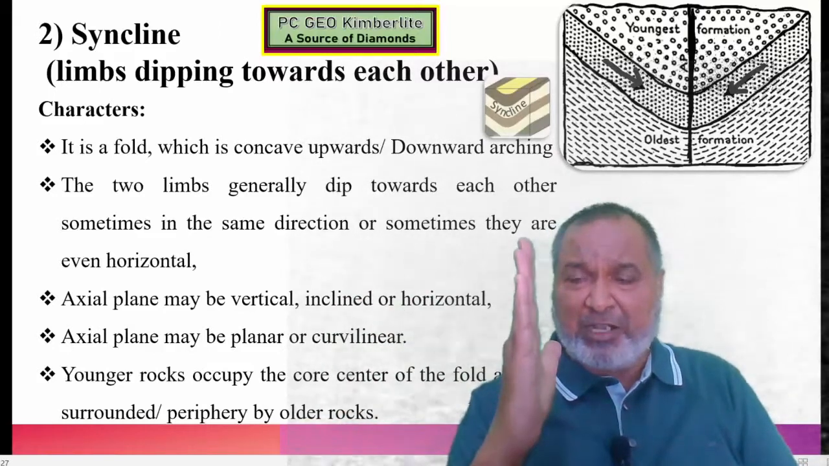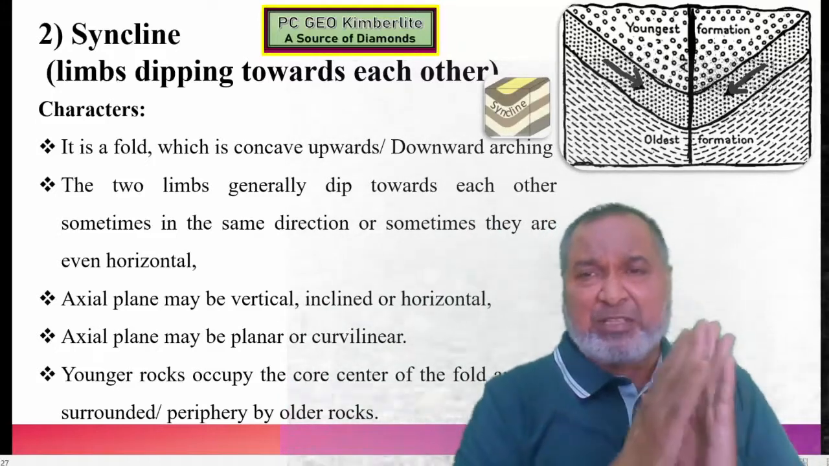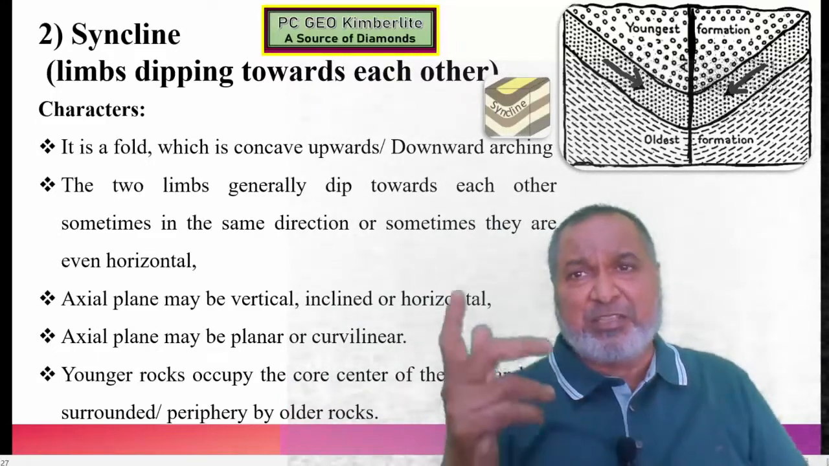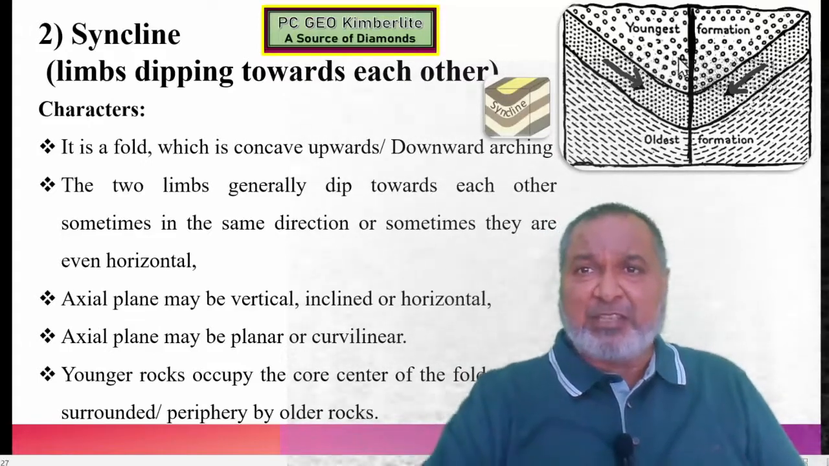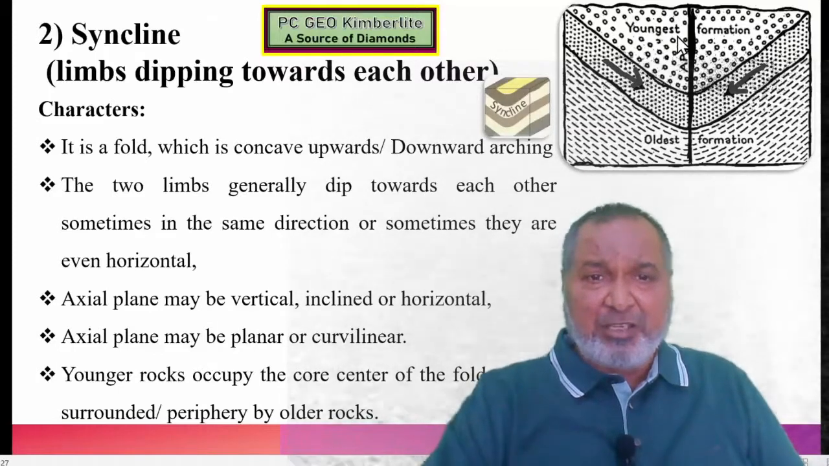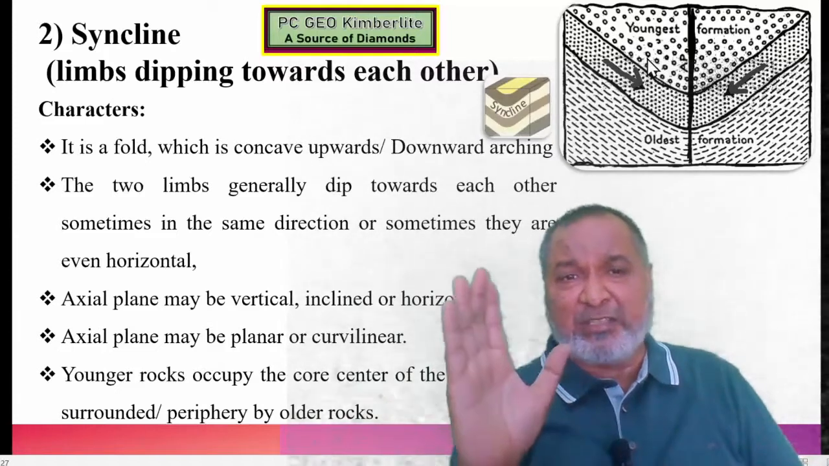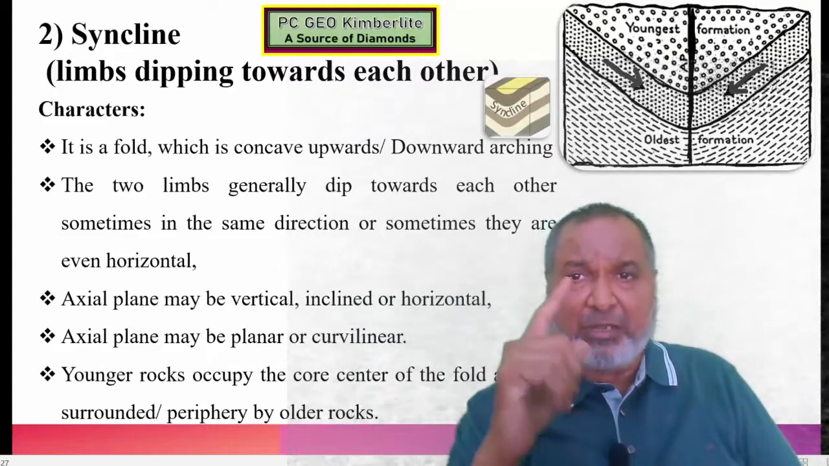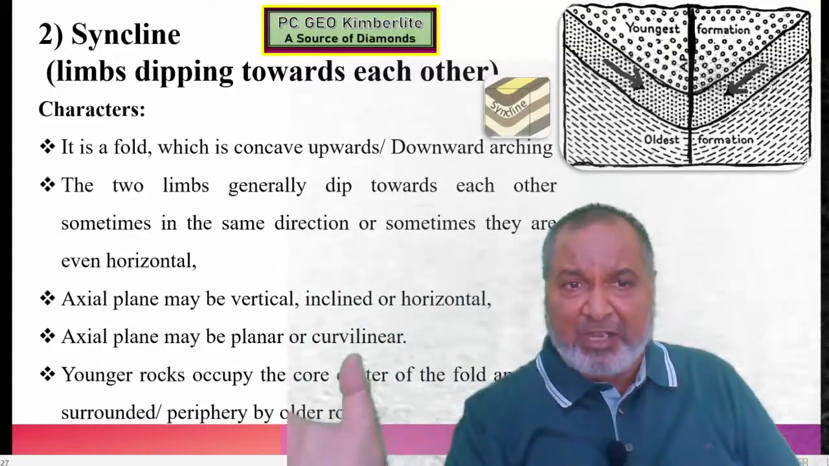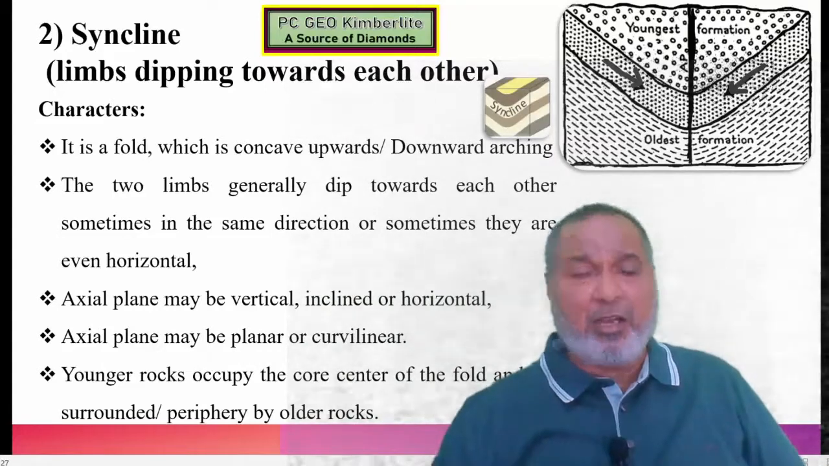Axial plane may be vertical, inclined, or again horizontal, like what we have. The same way, the difference is that the older rock which was at the center now is at the periphery, and at the center we have the younger rocks. Yes, that is the difference. The rest is the same. Axial plane vertical, inclined, horizontal. It may be planar or it may be curvilinear. Younger rock at the center and surrounded by the older rock.